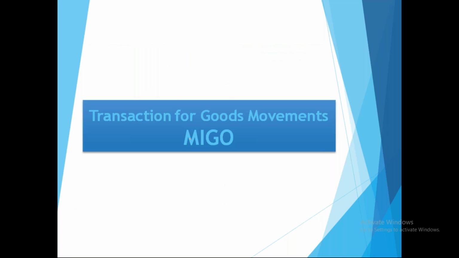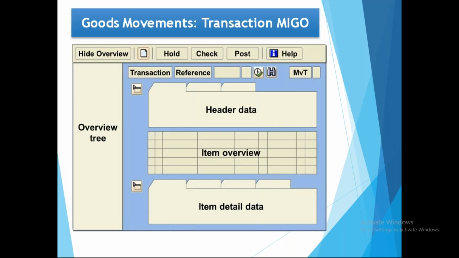Okay, so now we will discuss the MIGO transaction, which we will be using for goods movement. This is the transaction we will be using all the time to do the goods movement. So we should know the structure of this transaction code, everything. So let's understand the movement transaction MIGO.